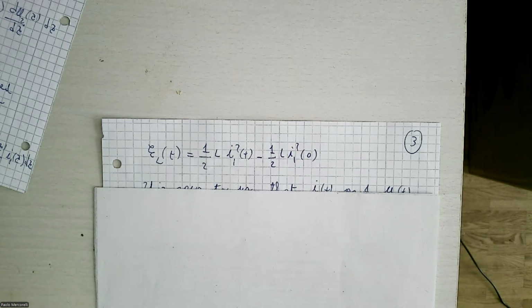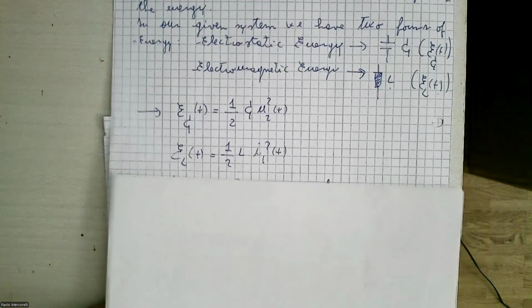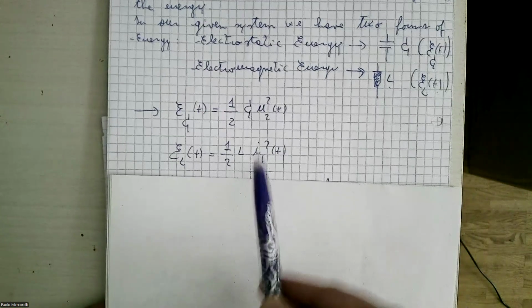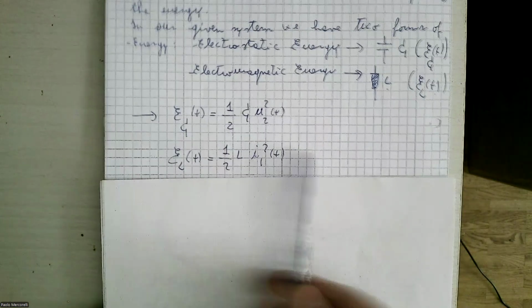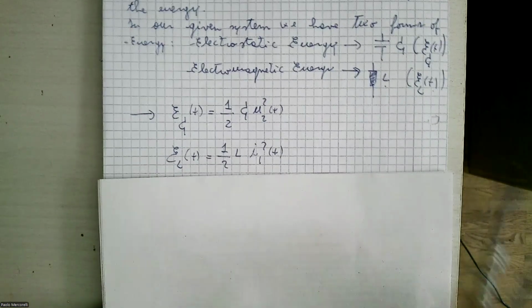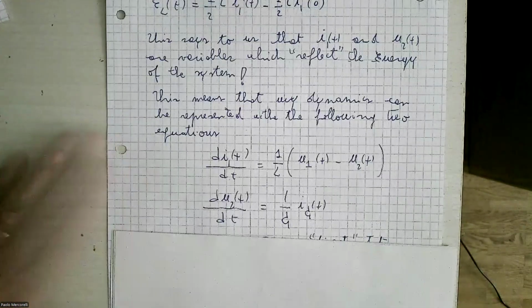But basically, the calculations are the same, the form is the same, in one case with the capacitance, in one case with the inductance. This is just to justify mathematically these two expressions and why U2 and I1 represent the state variables, because they are directly, roughly speaking, connected with the energy of these two elements. Look at these central equations here.